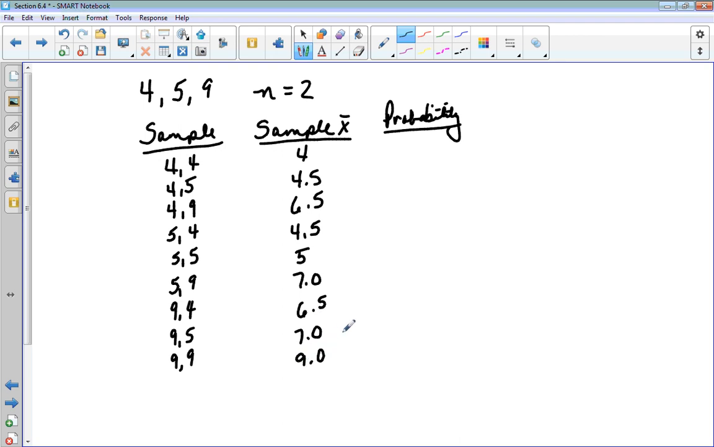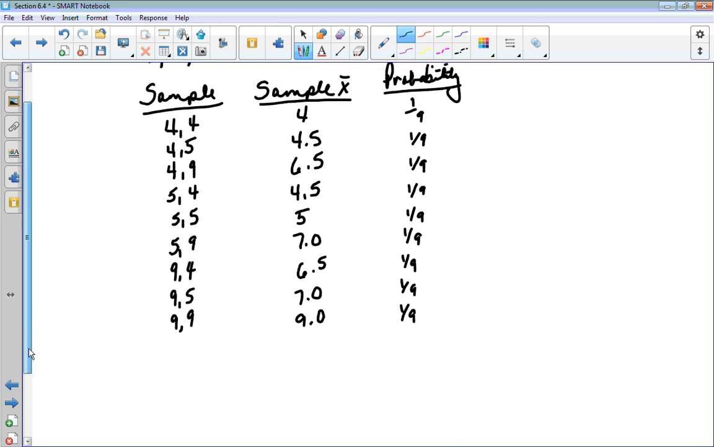So if we count these, we have 1, 2, 3, 4, 5, 6, 7, 8, 9. 9 samples, they all have an equal probability of being selected. That's a simple random sample. The probability then is 1/9 of each. And of course, that probability will add to 1.